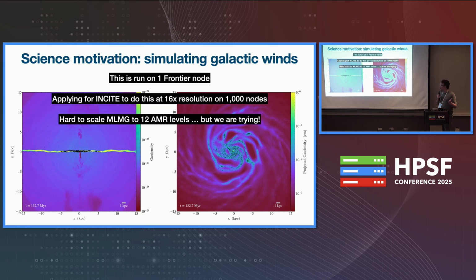This simulation was run, I ran it, from Sunday to last night on 1 Frontier node. And we're applying for INCITE time to do this at 16 times better resolution on 1,000 nodes. The full simulation will have 12 AMR levels. It's hard to scale MLMG to that many levels, but we are really trying. If you have any ideas, let me know.